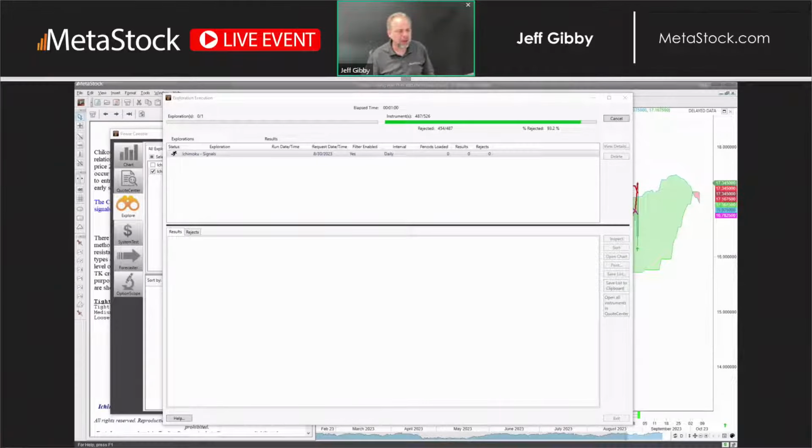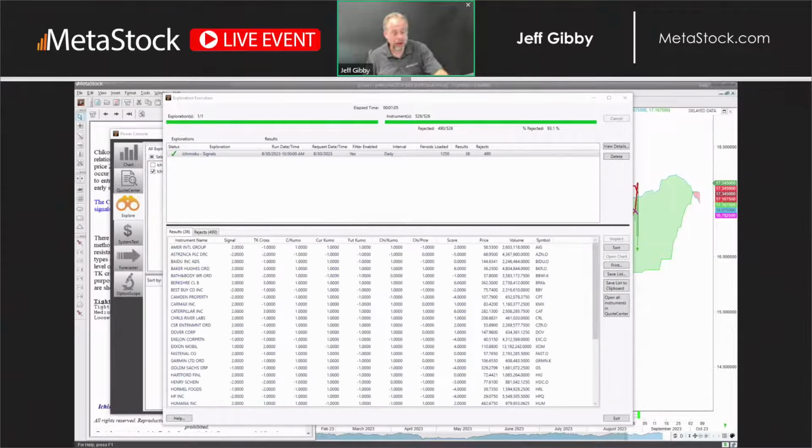This took a little bit longer than I thought it would, but it's going through 526 stocks. It's giving us a reading of whether or not they have either an entry signal or a re-entry signal. The entry signal is the initial close above the Kumo. So HPE might come up on that scan.